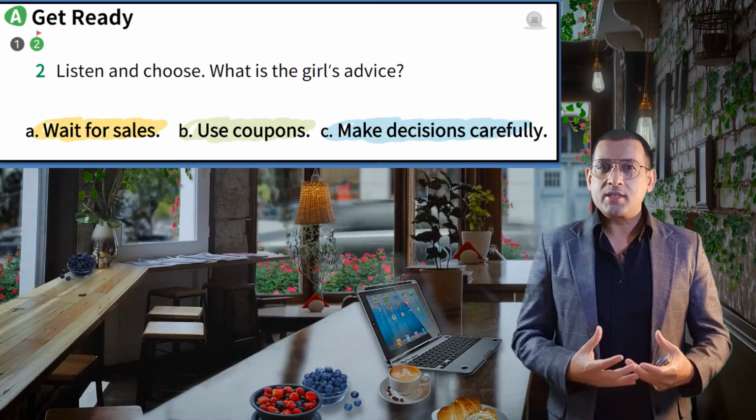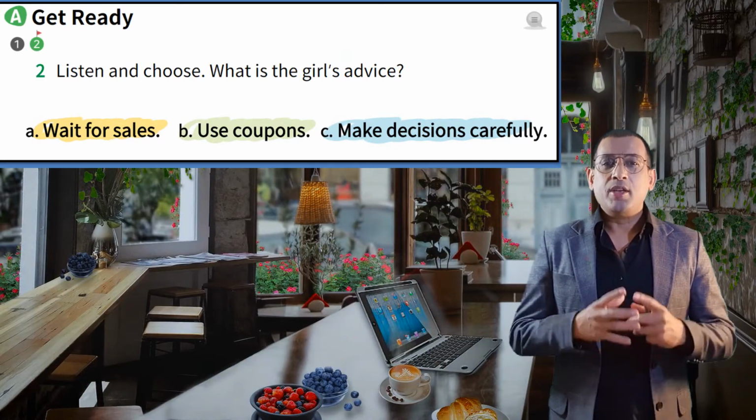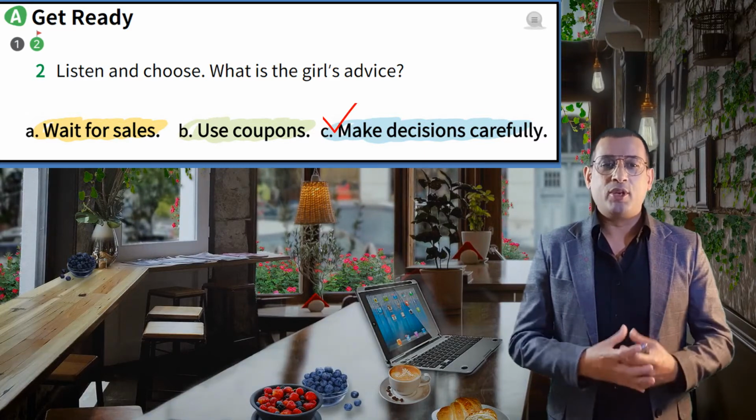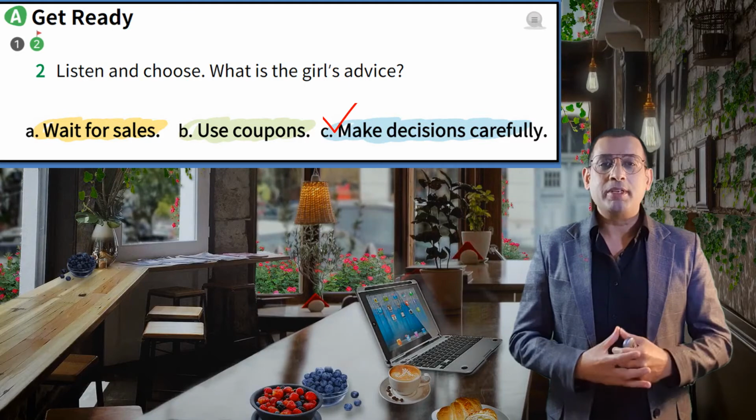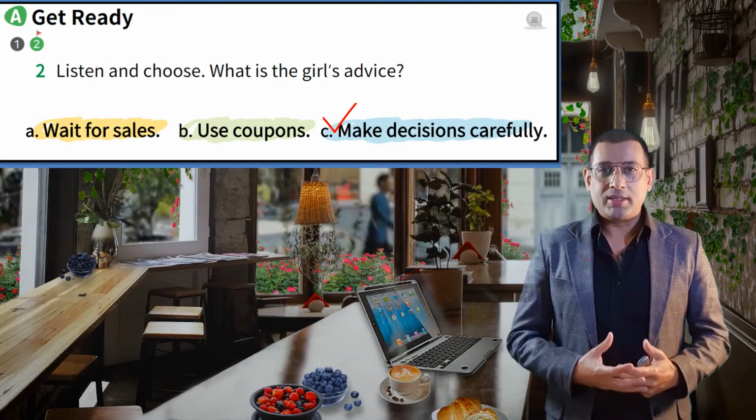So what is the girl's advice? Right, she says, you should make decisions carefully. So the answer is C. Please check your answers on the book. And let's move on.